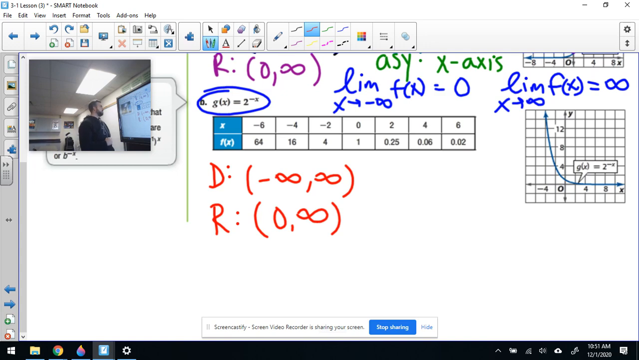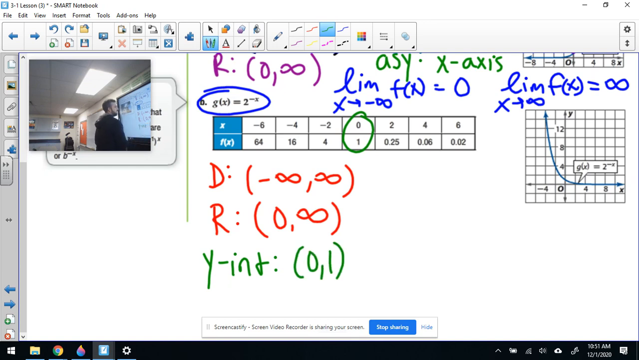Then the next thing I'm going to look at is my y-intercept. Again, when x is 0, what is y? It's going to still be 1, right? So the y-intercept is the point 0, 1. Okay. Now we can look at our asymptotes. Same sort of deal. It gets really, really close to the x-axis, but doesn't cross it. So then our asymptote is the x-axis again.